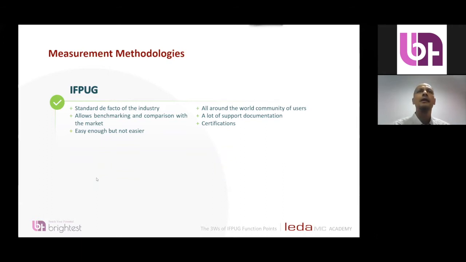So why IFPUG? Why is that the one that we're going to use? That's because it's already a de facto standard of the industry. It allows benchmarking and comparison with the market. It's easy enough, but not the easiest. That's important to understand. We need to understand the rules inside the methodology to be able to use it. It's already used around the whole world. We have a world community of users, a lot of support documentation, and also certifications that allow people to understand who knows how to use it.